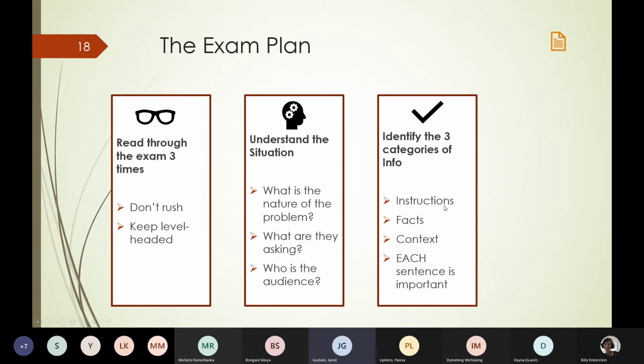So your goal is to find these instructions and know that the whole exam has three categories of information. The first category is the most important: the instructions, what you have to tackle. Then they've written other things to back those up, to give you the tools to answer them. And then the context is that background information which guides you towards the right tone, the right medium of communication, etc. So each sentence is important. Just be aware of that.